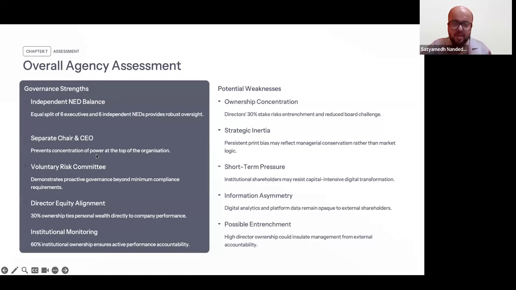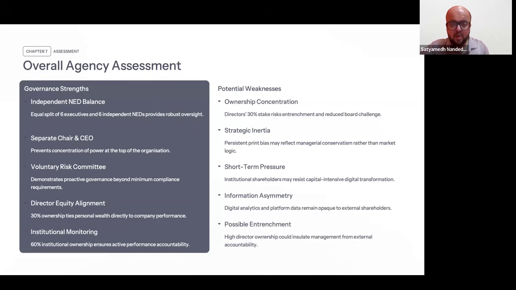Right now, if I assess from an agency risk perspective, see, there are a couple of strengths that we have: an equal number of NEDs. ठीक है. There is a separate chair and CEO, and the chair is independent. Then you have a risk committee. ठीक है. You have an audit committee, but there are certain challenges also.